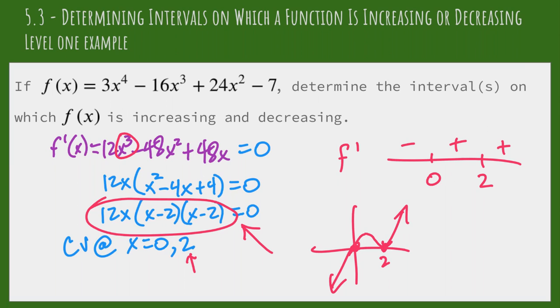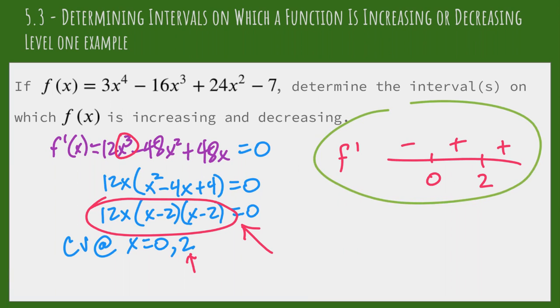So the derivative is negative to the left of 0, and it's positive everywhere to the right of 0 except at 2, but it bounces at 2 and stays positive. So if you have an idea of what the graph of the derivative is going to look like, it can really help make the sign chart a lot quicker. Now that we have that, we can determine where it's increasing and decreasing.